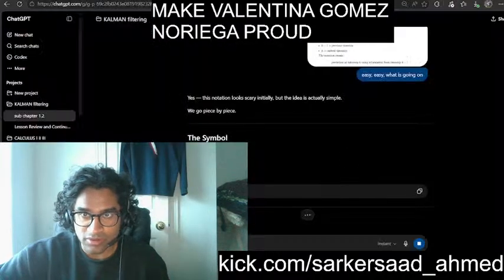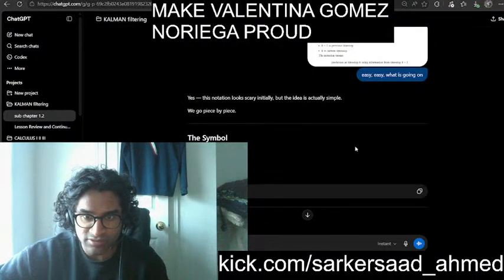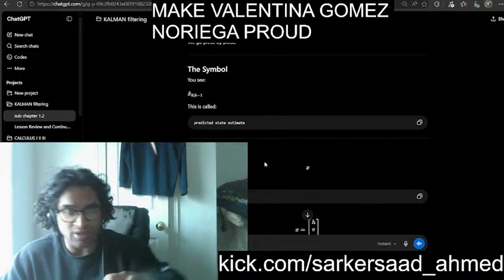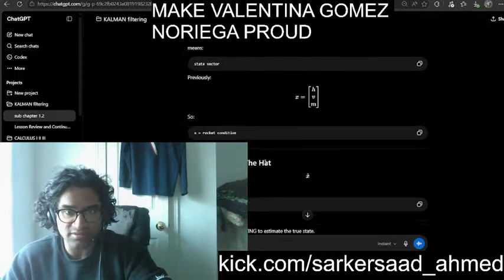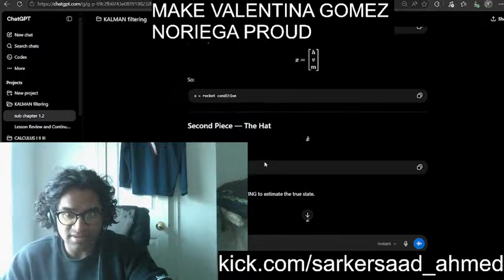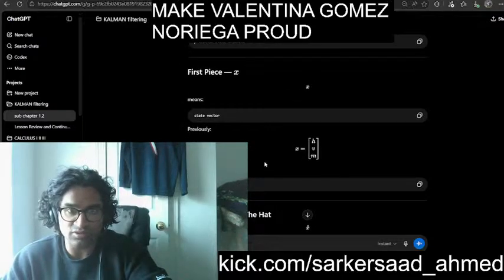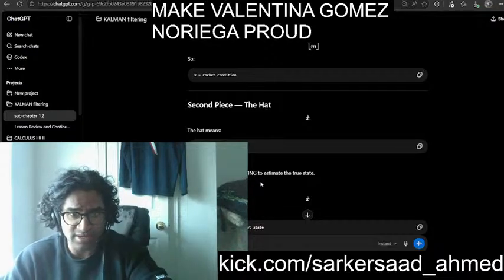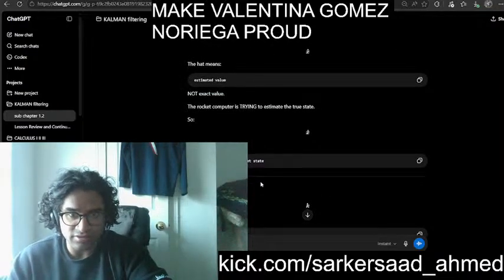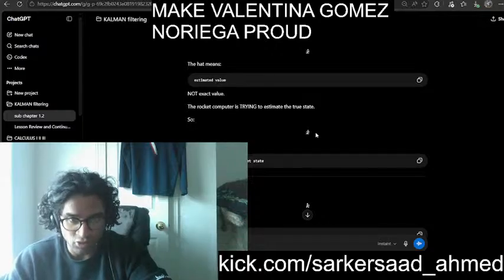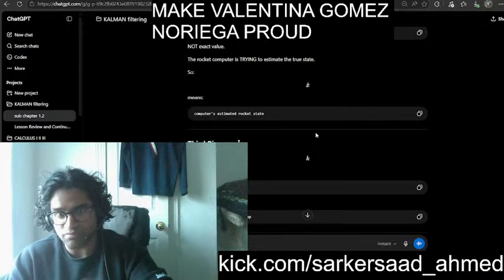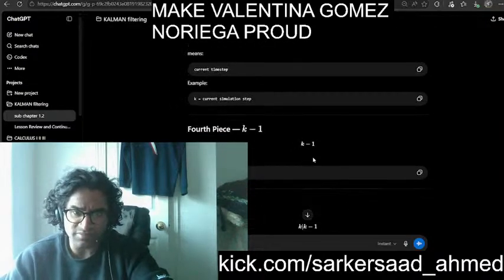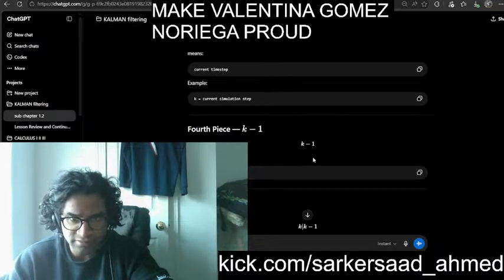So they explained here. You see x hat of k minus 1. This is called the predicted state estimate. The x is the state vector, that's the rocket condition. Hat means the estimated value. So this is the estimated value for x of k, so it's trying to estimate the true state. This is the rocket's estimated state measured by the computer. k is the current time step. Yeah, that I know. And this is the previous time step.